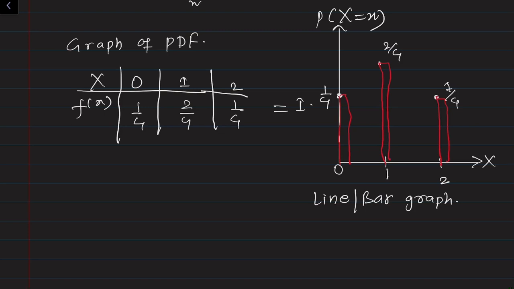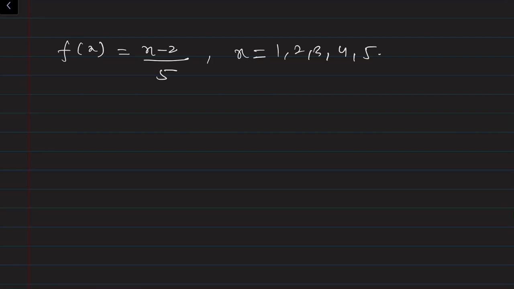All right, now let's do a few problems so that we get a clear understanding of PDF. Suppose we are given a function f(x) equals (x minus 2) divided by 5, for x equals 1, 2, 3, 4 and 5. Now we need to check whether this function is a valid PDF. So we can put the values. f(1) equals (1 minus 2) divided by 5, which is minus 1 over 5. Now you can see that the first condition of PDF is not valid here. This is negative, right? But the PDF should be positive in all cases. So this is not a valid PDF, due to the first condition.